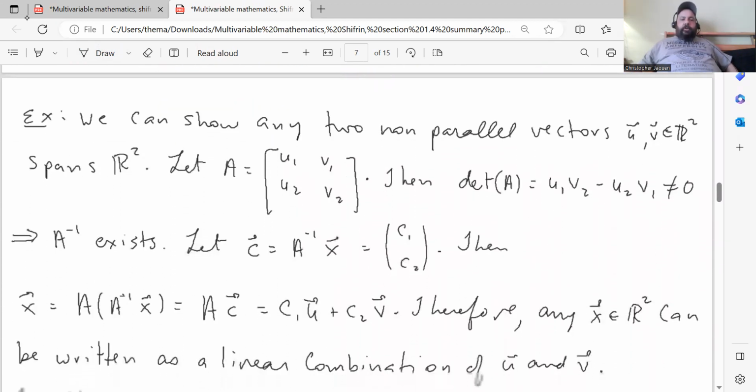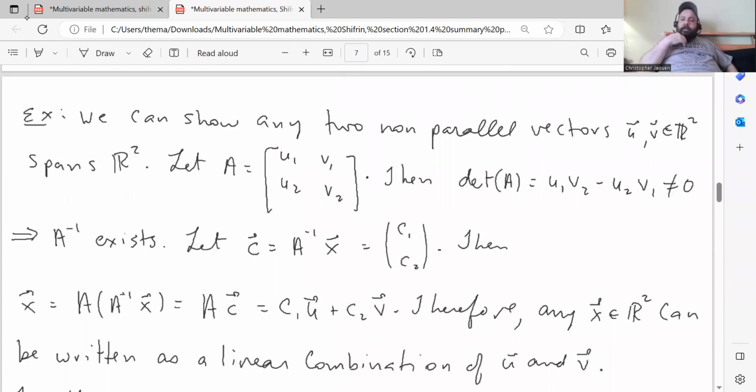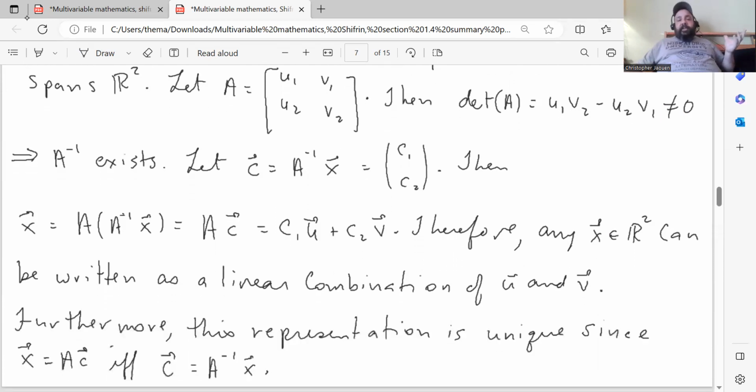Okay, we can show that any two non-parallel vectors U and V in R2 span R2. So this is just another application of matrix multiplication and inverses. Let A be the matrix with first column the entries of the vector U, and second column the entries of vector V. Then notice that the determinant of A, which we define to be u1 v2 minus u2 v1, is not 0. Therefore A inverse exists because the determinant of A is not 0.